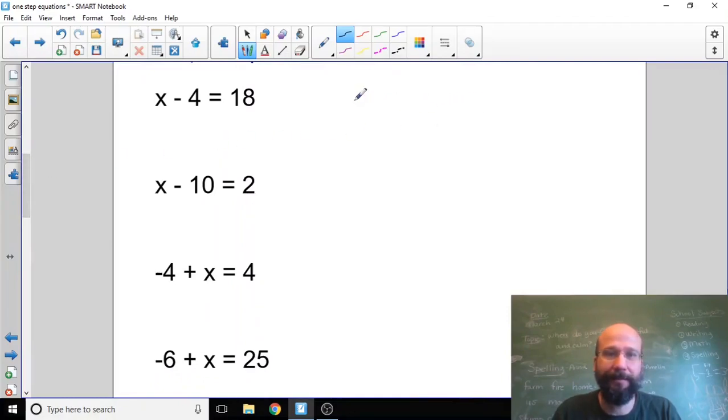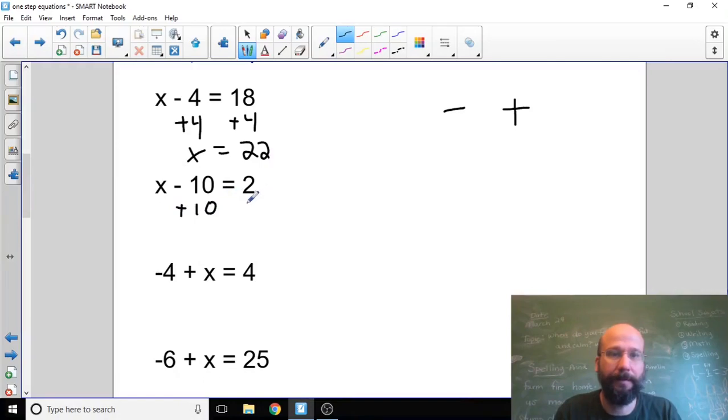So again, now we're getting into subtraction. The opposite of subtract is add. And the inverse is true, so minus 4, we're going to add 4. So x equals 18 plus 4 is 22. Same thing, add. X equals 12.